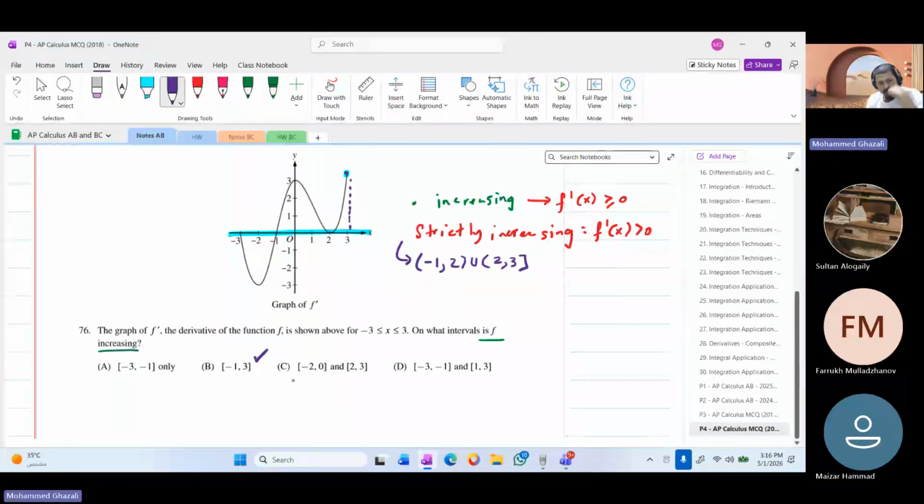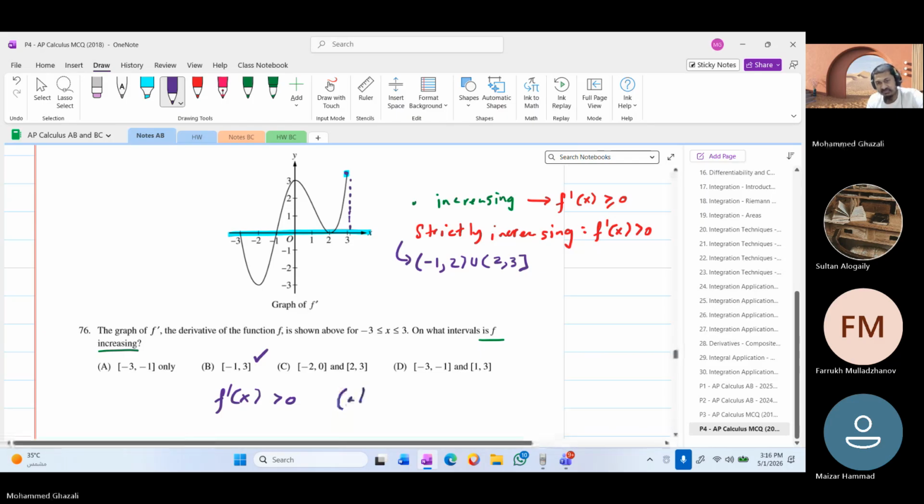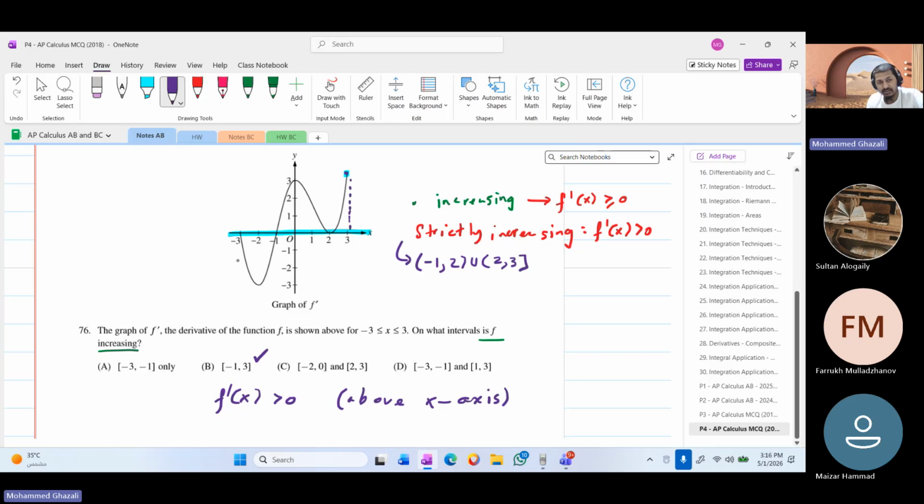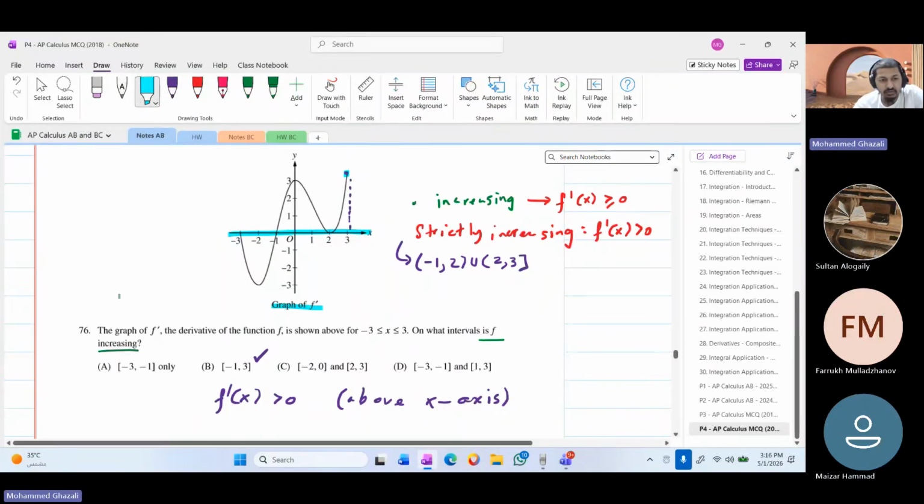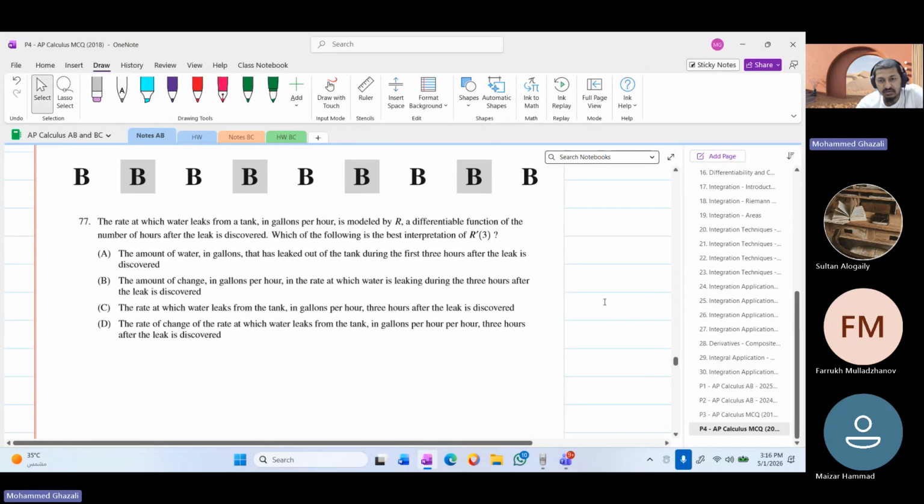We're looking for when the function f is increasing. F is increasing when f prime x is greater than 0. Well, we already have the graph of f prime, so above the x-axis. We're not looking for increasing and decreasing on this graph. Be careful. Don't ever take increasing and decreasing on this graph. You need to check what graph is given first. Very important. And let's continue. Wasting time here. Next question.